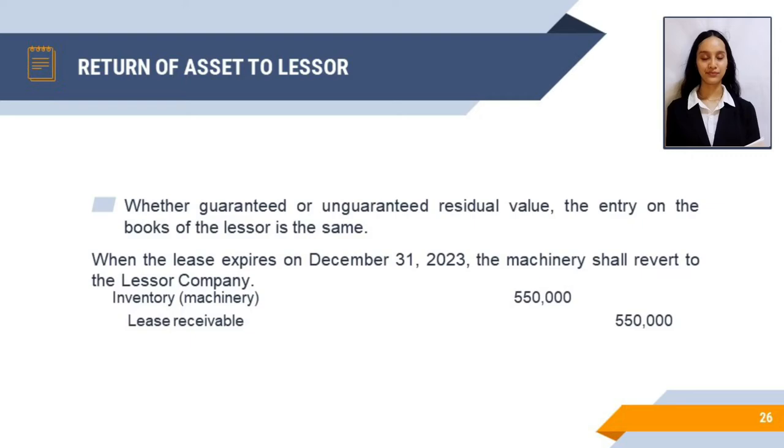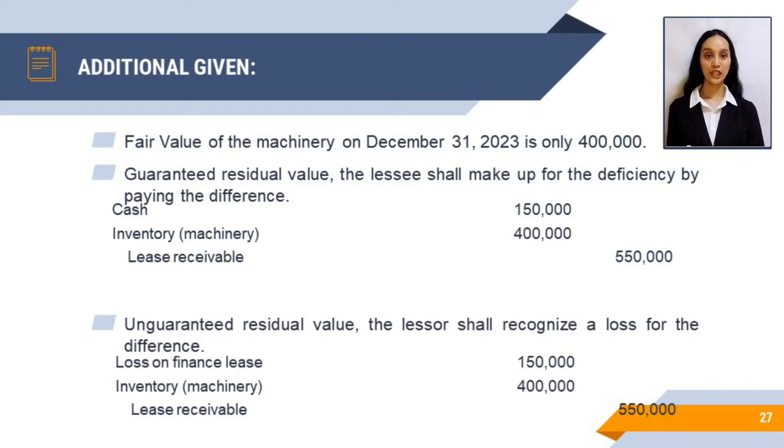So, for our next important point is guaranteed residual value, the lessee shall make up for the deficiency by paying the difference. So, bago natin maipakita ang example na ito, may karagdagan tayong given. Additional given is fair value of the machinery on December 31, 2023 is only 400,000. So, pagdating ng expiration ng lease, ang fair value na lang ni machinery ay 400,000 from 550,000 before. Makikita natin ang difference na 150,000. Dito, papasok na ang pagkakaiba ng treatment ng residual value ni guaranteed at ni unguaranteed.